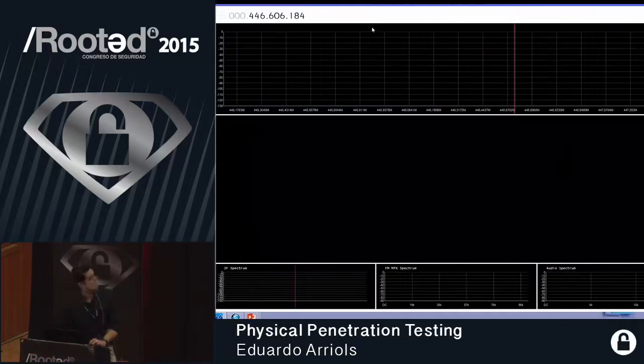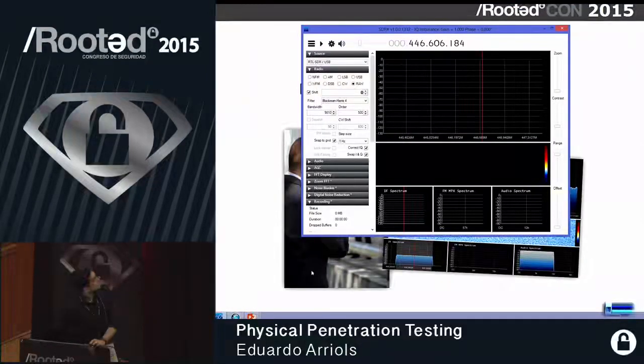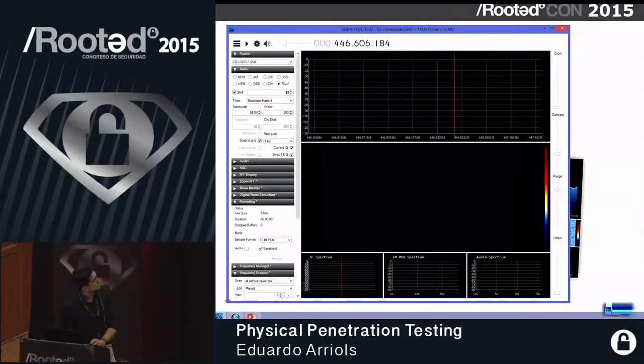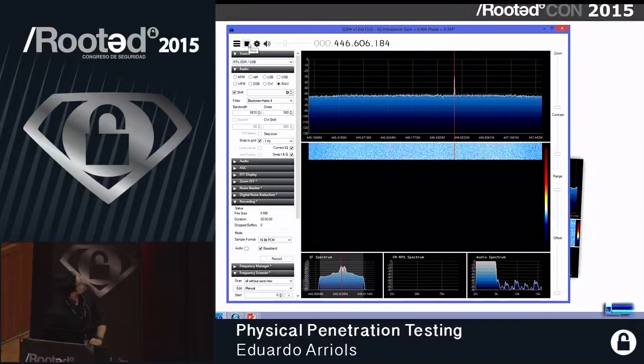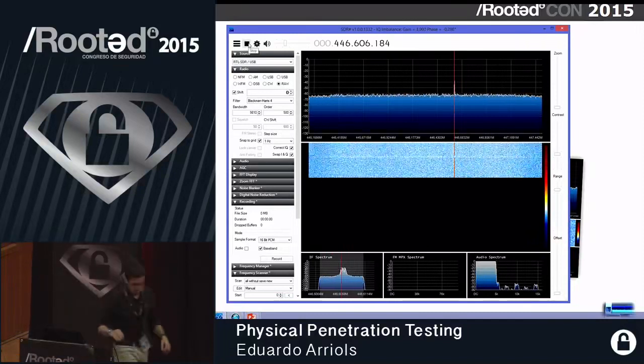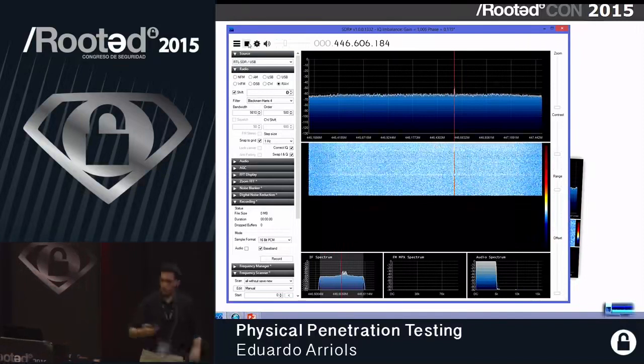Vale, bueno, esto es un poco putada porque no veo lo que estoy haciendo. Lo voy a poner más pequeñito. Oh, I can't really see the screen. Vale, esto es una prueba. Okay, as I say, this is a very minor test. I cannot really see anything.